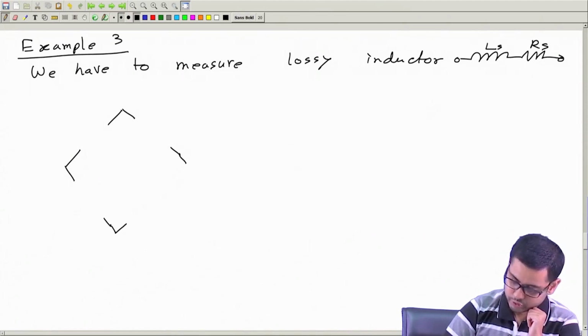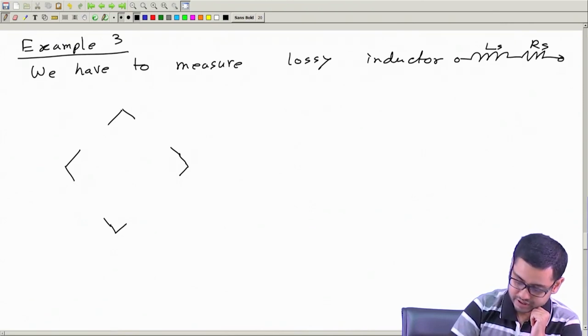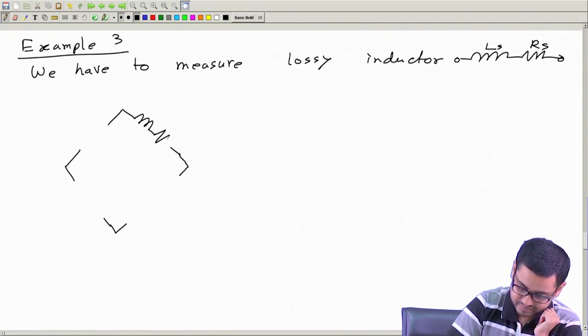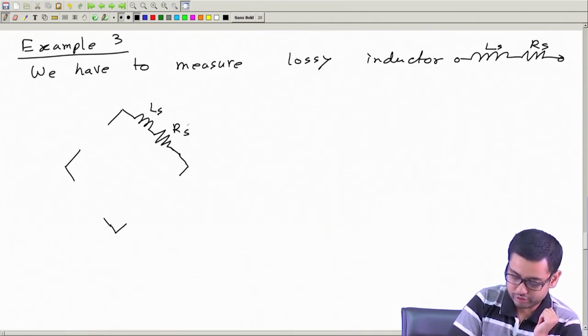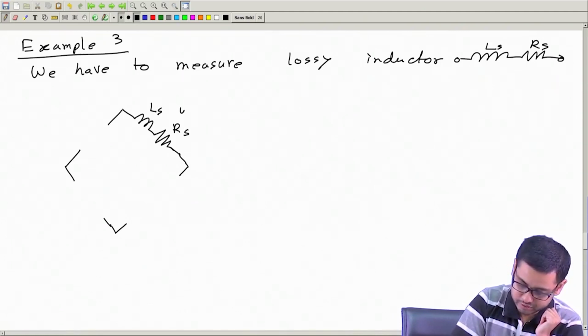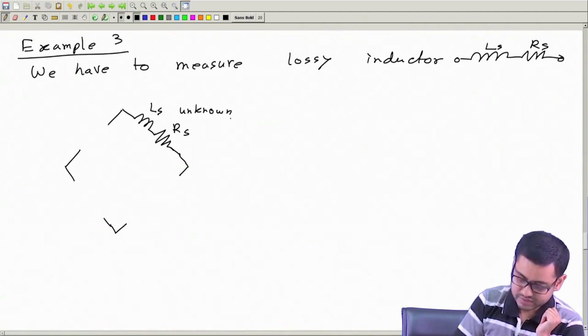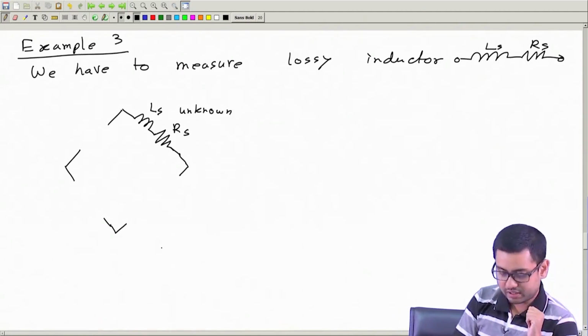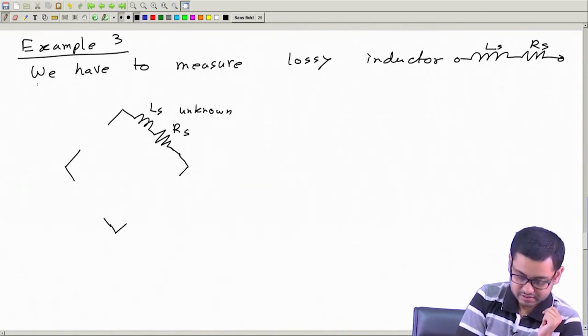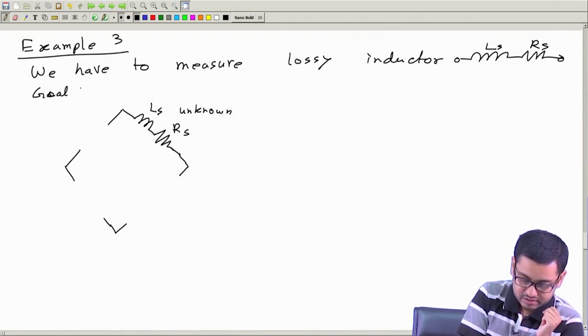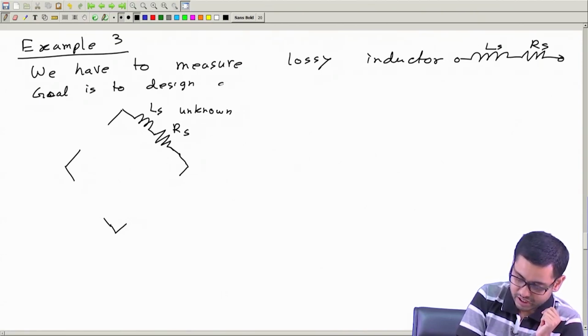So, let us first put this unknown one in any branch you like. I like this branch. Okay. So, this is unknown, Ls, Rs, you can call it Lx also, X for unknown. And I want to design a simple bridge. The goal is to design a simple bridge.